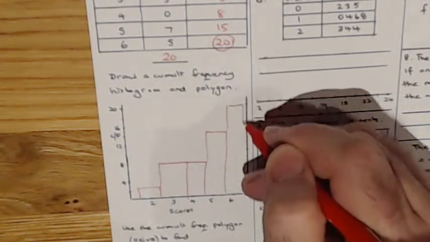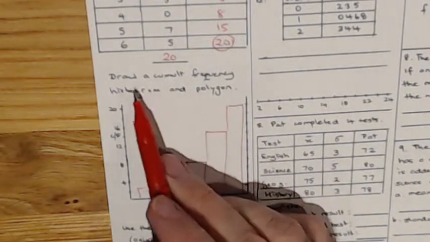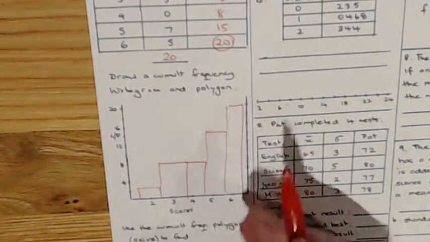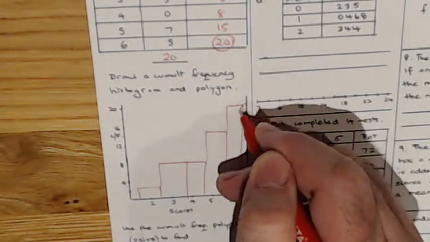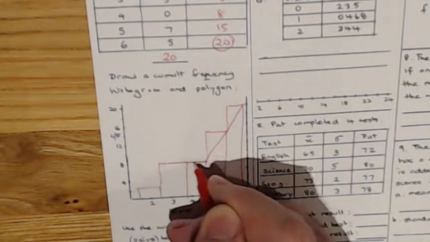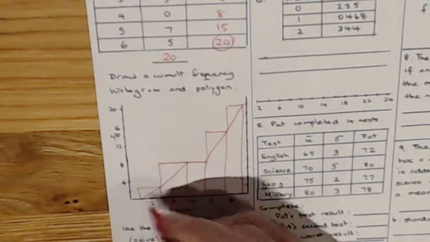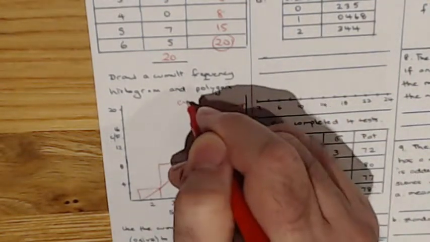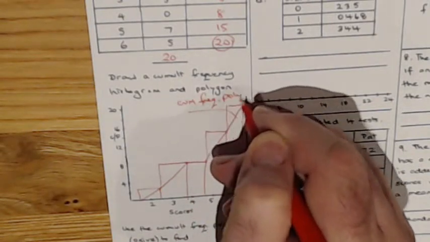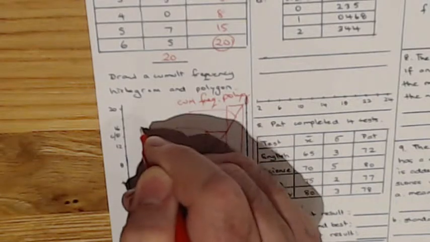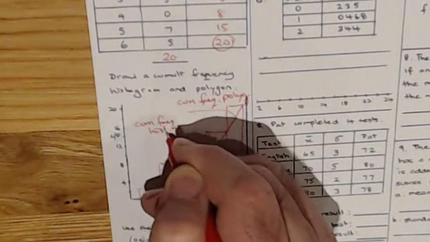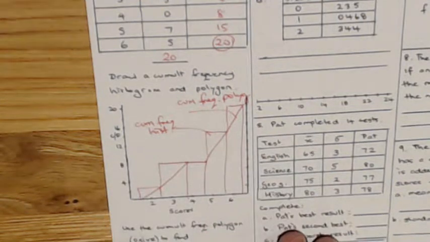From there, if we were asked to draw the cumulative frequency histogram and also the polygon, you recall, we actually join the corners, so we go across there, down to here and there. So the line is a cumulative frequency polygon, where the blocks are the cumulative frequency histogram. So it's important to label.